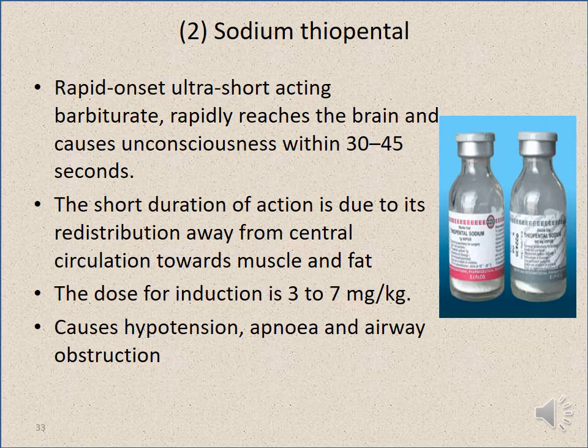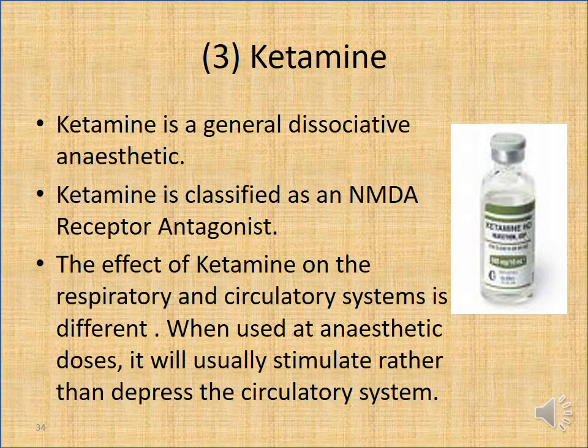Rapid onset: the ultra short-acting barbiturate rapidly reaches the brain and causes unconsciousness within 30 to 45 seconds. The short duration of action is due to its redistribution away from the central circulation toward muscle and fat. The induction dose is 3 to 7 mg per kg. It causes hypotension, apnea and airway obstruction.